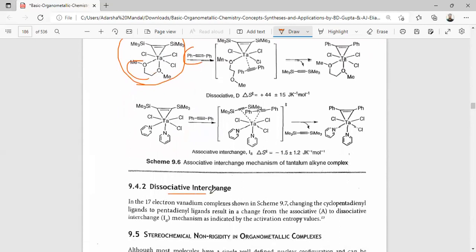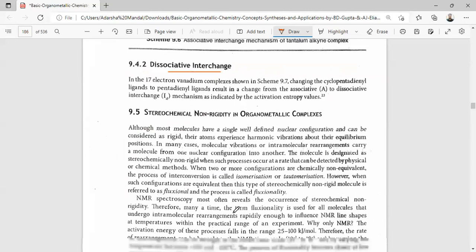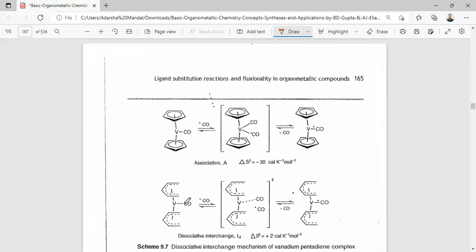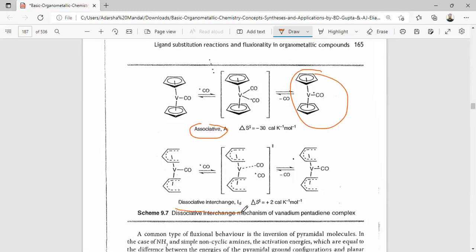dissociative interchange. So in an 18 electron vanadium complex, changing the cyclopentadienyl ligand to the pentadienyl ligand results in the change from the associative to dissociative interchange mechanism, as indicated by the activation entropy values. So here this vanadium is an associative mechanism. So here the CO is bound. So this is the associative mechanism, but for the dissociative interchange Id, here the CO ligand is bonding via this transition state to form this final product.